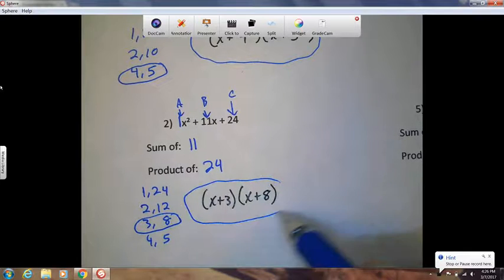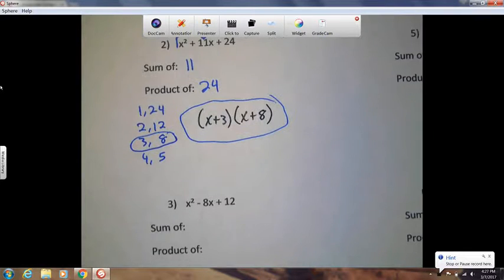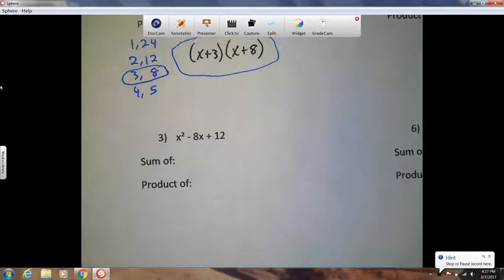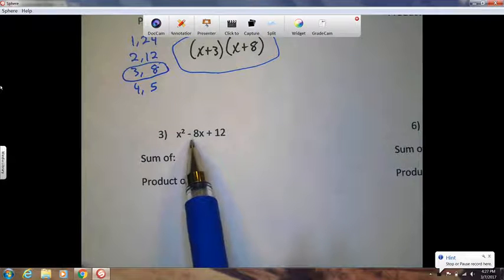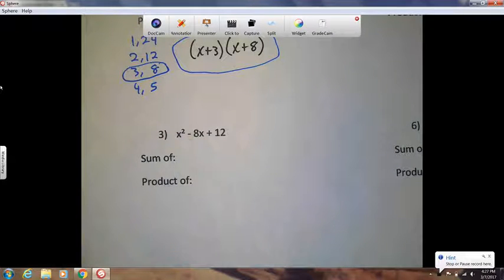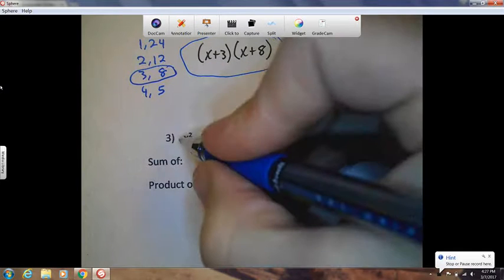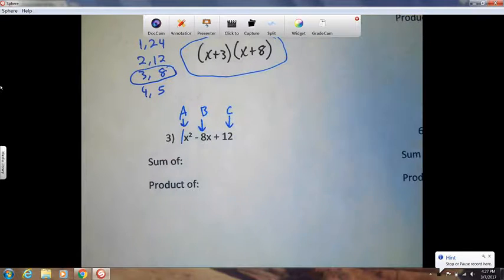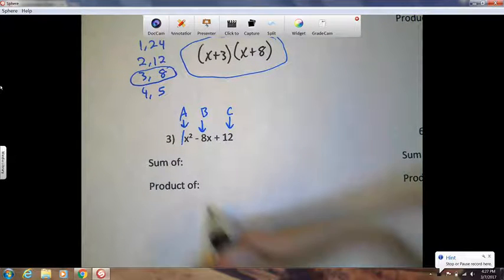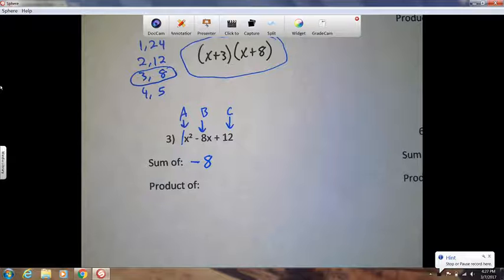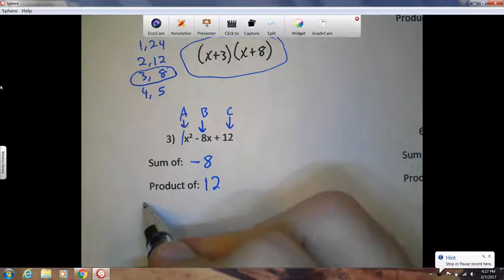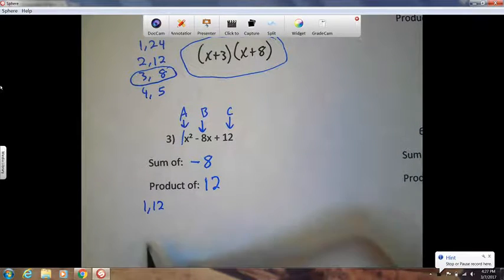Okay, here's another example. This one has a negative here, so we have to make sure we pay attention to this. Again, I'm going to go ahead and label. You need to memorize this, but I'm going to write it every time. I need a sum of negative 8, so they have to add to be negative, and a product of 1 times 12, which is 12. So what multiplies to 12? Well, 1 times 12, 2 times 6, and 3 times 4.